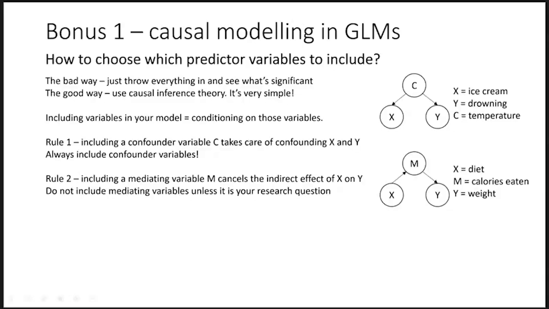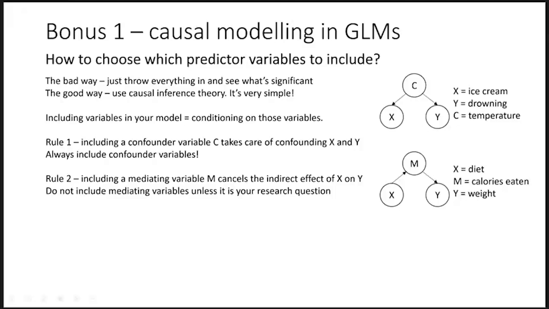For example, let's say the diet works. When we include M, we will see a correlation between how many calories you ate per day and your weight, but we won't see a connection to the diet, because all the effect of the diet is through M. M takes away this indirect effect, okay? Is that clear? So M is called a mediating variable. And the rule is, do not include the mediating variables unless it is your research question.